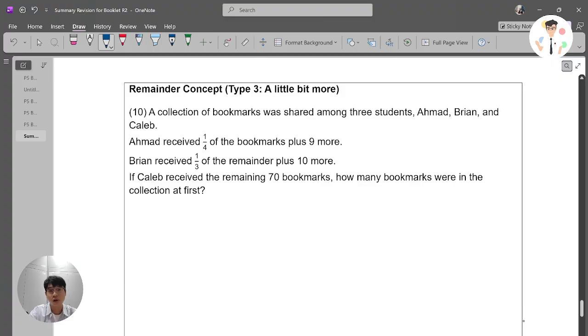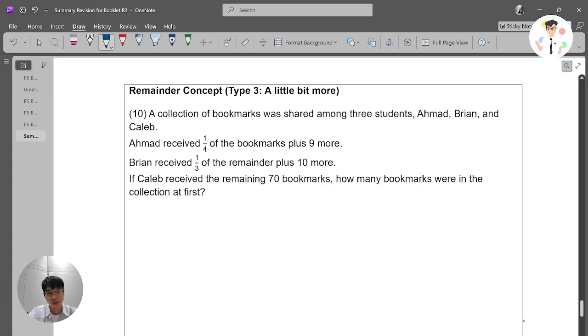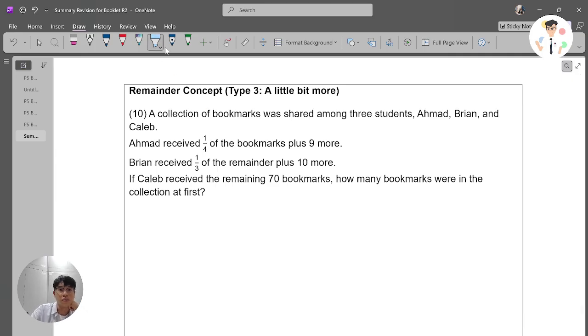Okay, remainder concept type 3 a little bit more. Now, many of you like this because it's kind of simple for you. So let's look at this question. Now, a collection of bookmarks was shared among 3 students A, B, and C. Now, I have a collection of bookmarks, so I don't know. So I just would draw back. Okay, I have a collection of bookmarks.